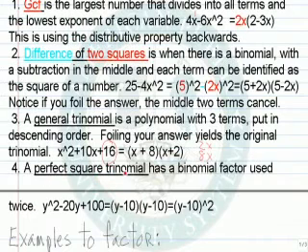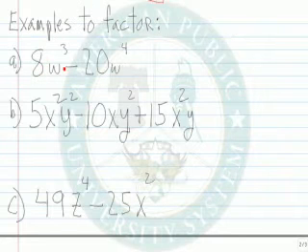Finally, a perfect square trinomial has a binomial factor used twice. As an example, y squared minus 20y plus 100. We can write this as y minus 10, y minus 10. If we check this by FOILing it, we get back to the original. But notice these binomials are exactly the same, so we can write them as y minus 10 quantity squared. Let's see if we can identify and factor these.